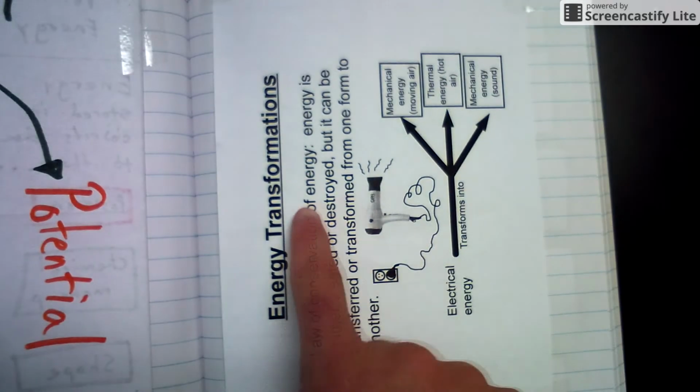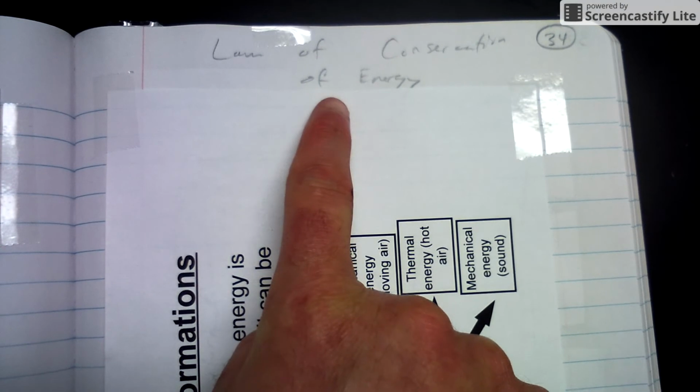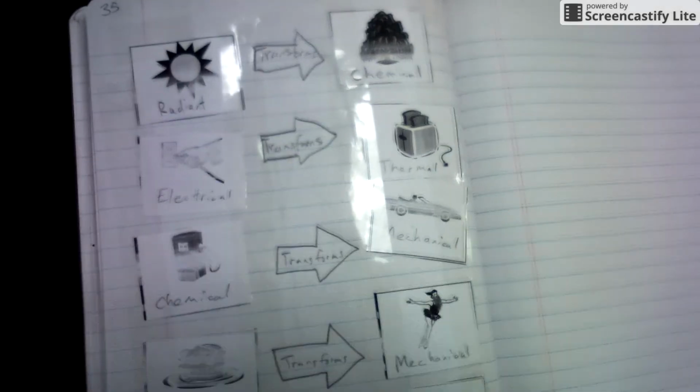Page 34 should be this little diagram, energy transformations. It's got a hairdryer on it. I haven't given you this yet, so you'll just write law of conservation of energy at the top. Law of conservation of energy, page 34. You'll get this paper that goes on it later. Page 35, you're just going to leave this blank because we're going to do a little activity that looks like this later. And that's as far as we've gotten so far.